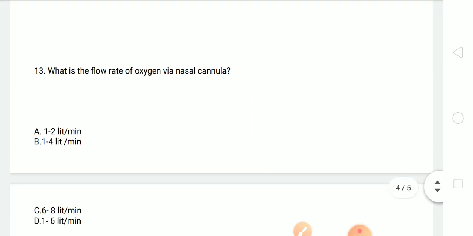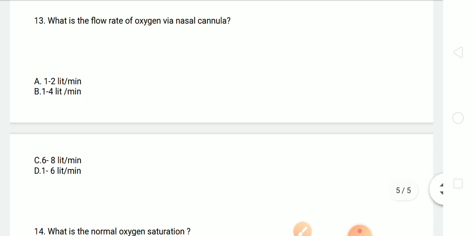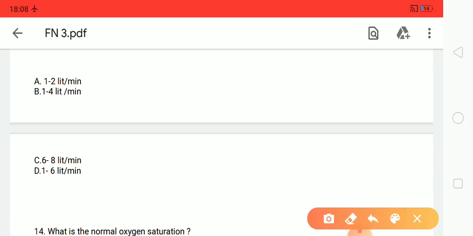Next question, what is the flow rate of oxygen by nasal cannula? The normal flow rate of 1 to 6 liter per minute is the correct option. The correct option is D, 1 to 6 liter per minute.